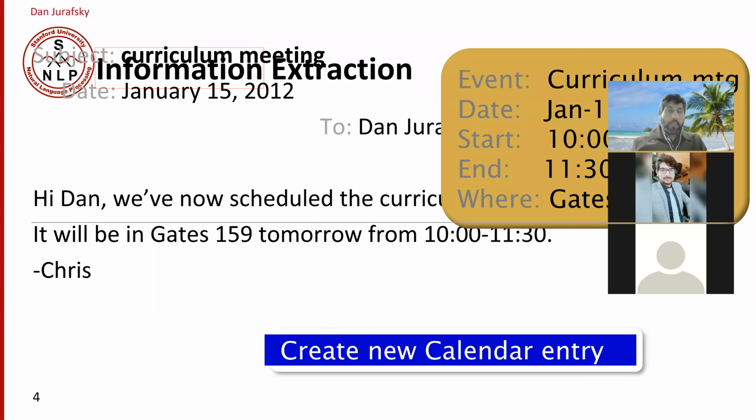Another motivational example, and this again you have seen in everyday life. You have an email in which a meeting is being scheduled, and the NLP system automatically extracts the relevant information from that email, which is textual in nature, and puts it into the calendar. The relevant information would be, for example, the location of the meeting, the time of the meeting, who is calling the meeting, and stuff like that. You then enter that information into the calendar. So this is information extraction.